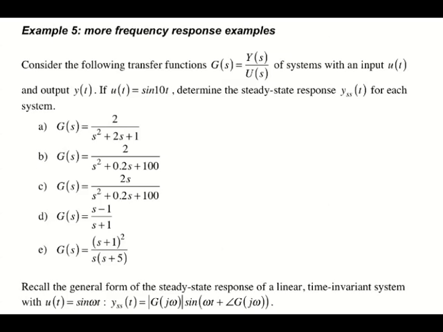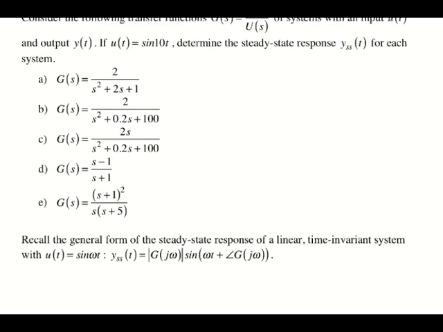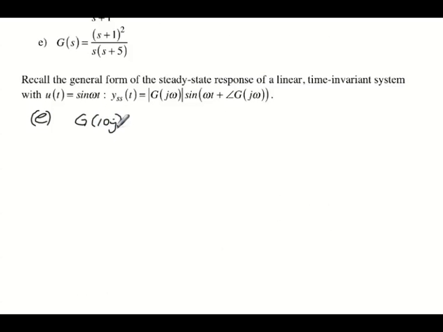For example 5e, we're given yet another transfer function G, and we have an input, harmonic in time, with frequency of 10, and what we want to do is find the steady state response for y, the output y. So what we'll do here is, as we've done on the other parts, we'll evaluate G at j omega. Omega in this case is also 10.